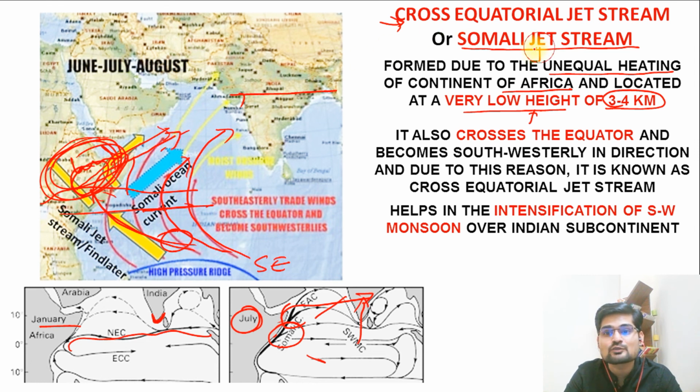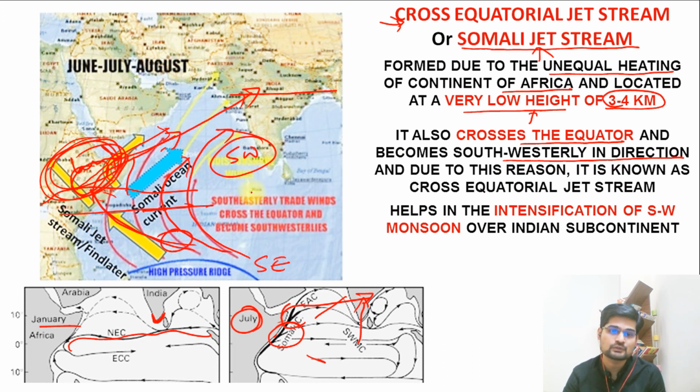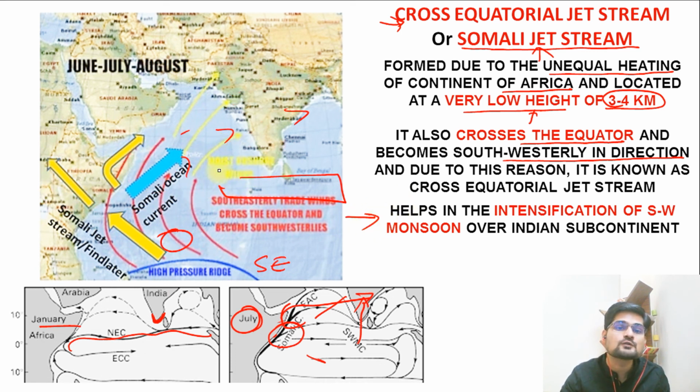And that is where the Somali jet stream picks up this wind and takes it to the Indian continent, and that is why it is important for the southwest monsoon. So it crosses the equator and becomes southwesterly in direction due to, again remember, the cross equatorial position is important because of this ITCZ as well as the Coriolis force. So it deflects towards the right here, right? So that is what happens. So the Coriolis force also acts here, and then it leads to what? It leads to the intensification of these monsoon winds.